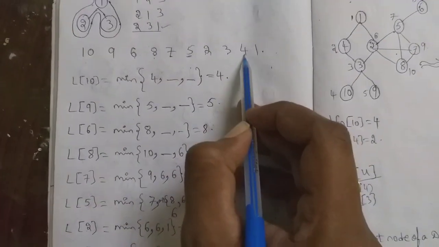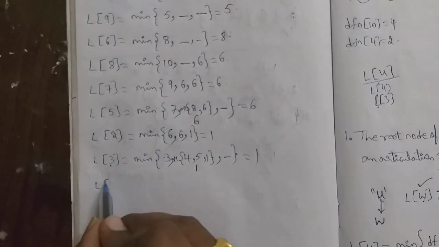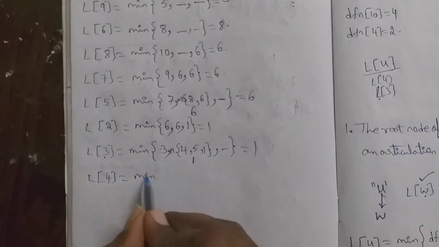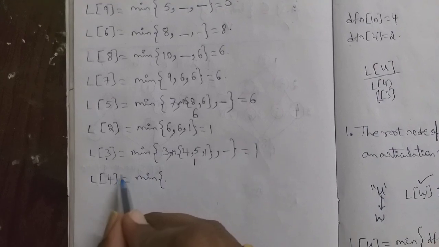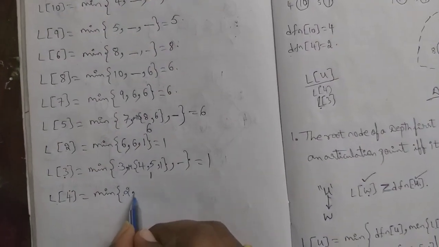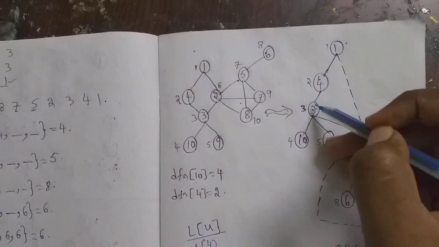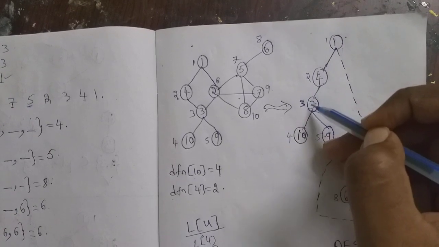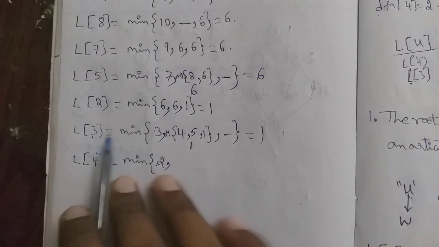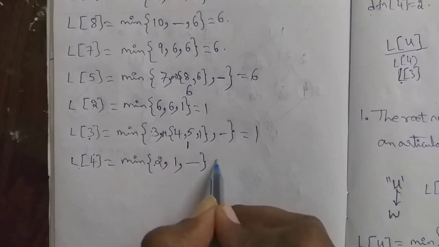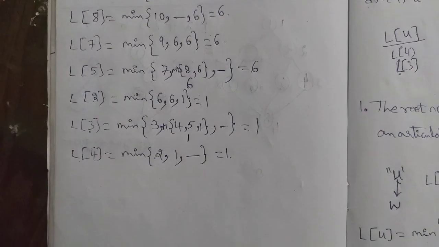Next posterior traversal sequence vertex 4. L of 4 is equal to the minimum of the depth first number of 4, which is 2, comma, the minimum of the children's L values. Only 1 child, 3, its L value is 1, comma. No back edges for 4. Therefore L of 4 is equal to 1.